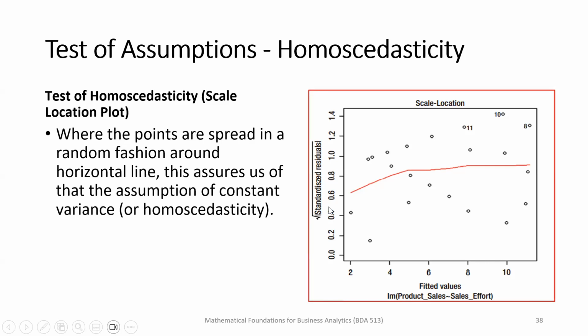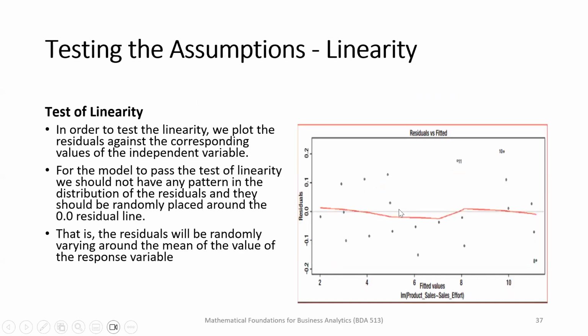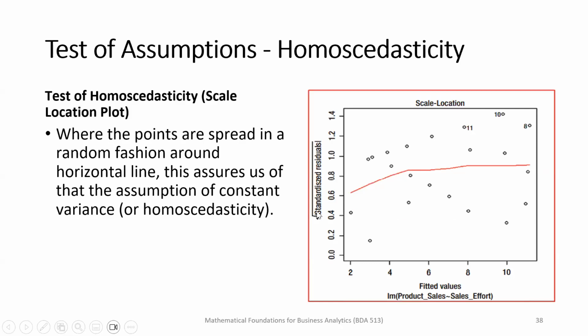Remember that the difference between this and the other one is that the other one looks at residuals and fitted values, while this one looks at standardized residuals. So it looks at the square root of the standardized residuals and the fitted values. Where this one is spread like that, it tells you that there is homoscedasticity. But where it is not spread and they are all clustered in a particular location, then it tells you that the variances are not constant.